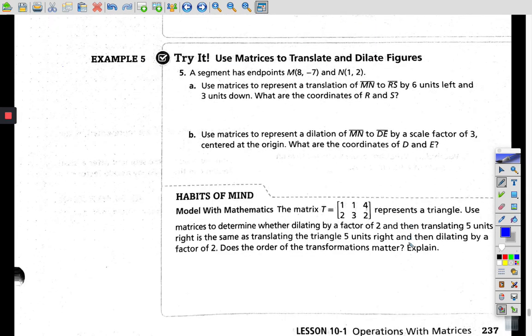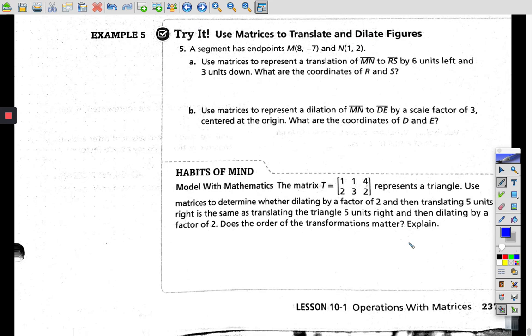All right. Use matrices to translate and dilate figures. A segment has the endpoints of 8, -7, and 1, 2. So using a matrix, I'm going to write those segments as 8, -7, and 1, 2. We want to translate. So when we're translating, we add. Use matrices to represent the translations of MN to RS, so the segment MN to the segment RS, by 6 units left and 3 units down.